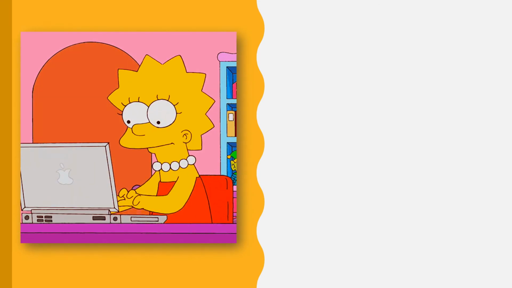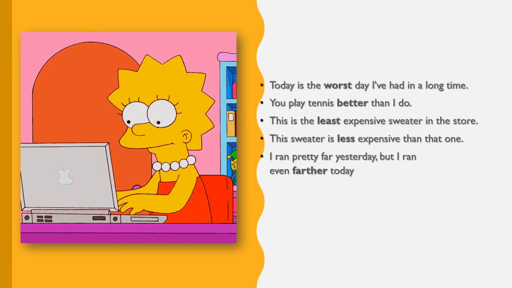Examples. Today is the worst day I have had in a long time. You play tennis better than I do. This is the least expensive sweater in the store. This sweater is less expensive than that one. I ran pretty far yesterday, but I ran even farther today.